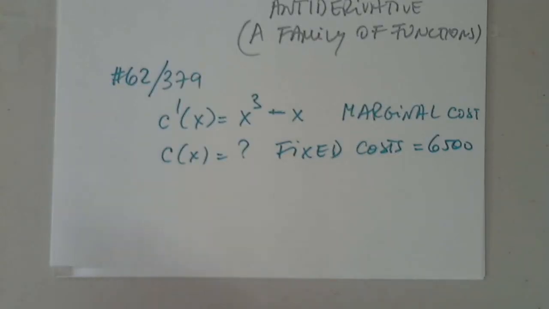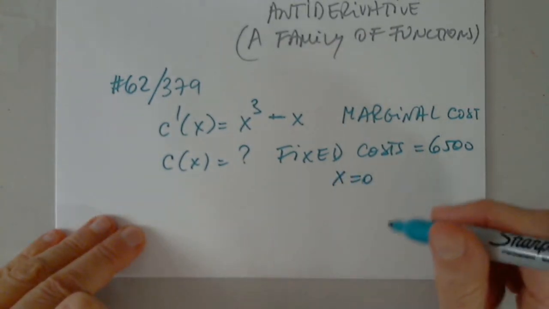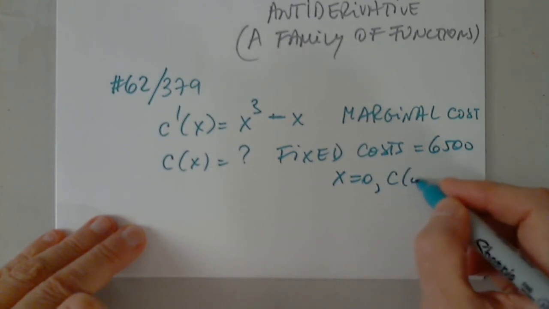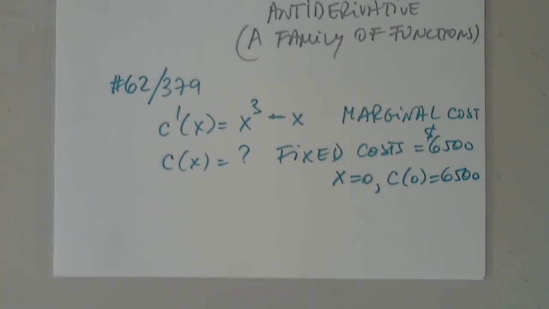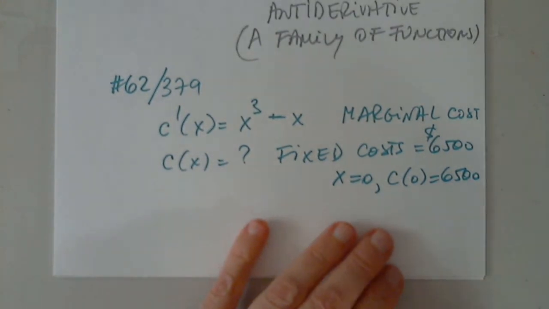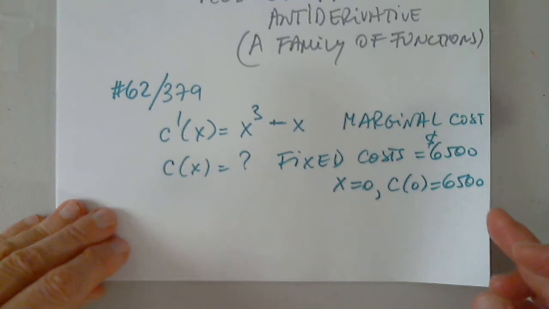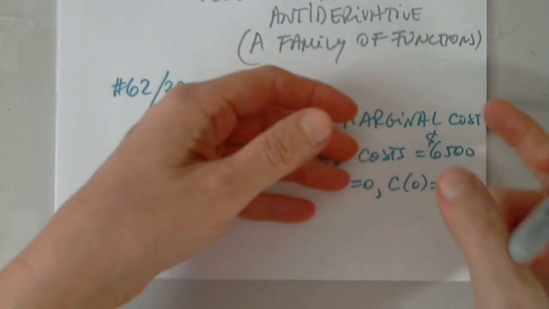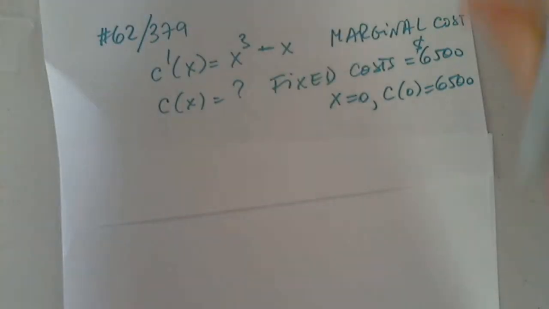So first of all, let's talk for a moment about fixed costs. Fixed costs mean when nothing is produced. So when nothing is produced, C of 0 is $6,500. It's the cost of turning on the light in the building, and so much more. Okay, the fixed cost. So how do I determine that given the marginal cost, or the derivative function, in other words? Let me push this a little bit further.